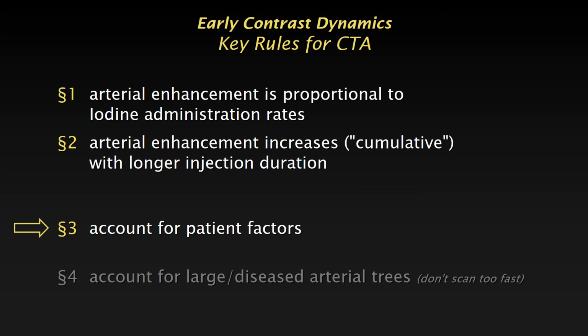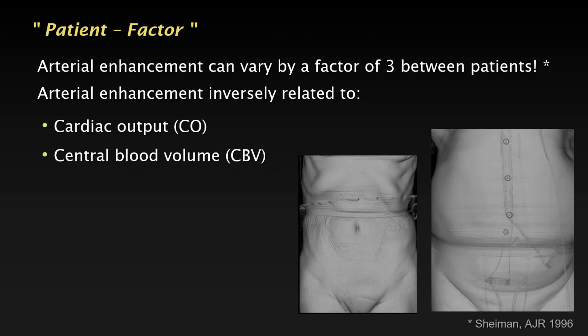Now, the third rule is, I think, also again very intuitive. So obviously we have to account for patient factors. It turns out that the arterial enhancement can vary by a factor of 3 between patients. So give the same amount of contrast and one person enhances 100 Hounsfield units and the other one enhances 300 Hounsfield units. The underlying physiologic mechanism is cardiac output and central blood volume, which unfortunately most patients don't know if you would ask them about it. And there's really quite some variability.